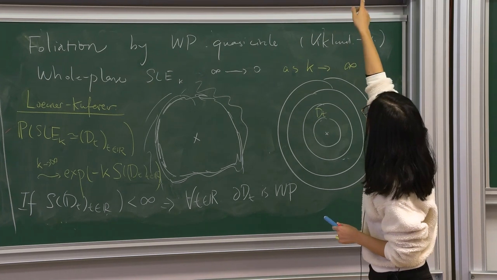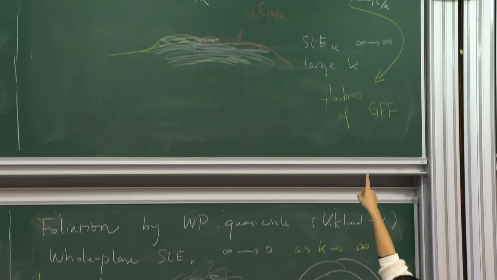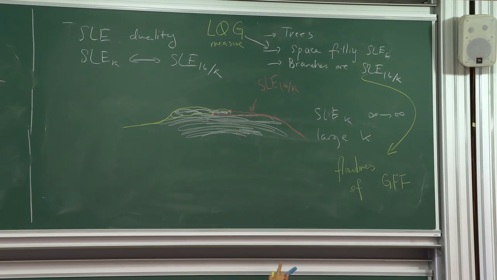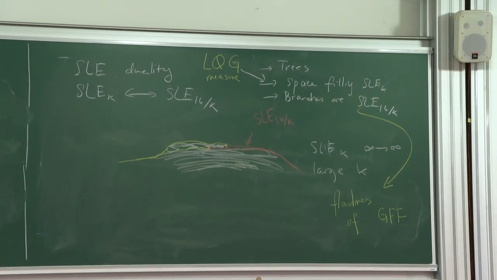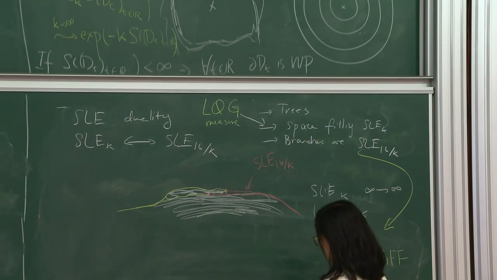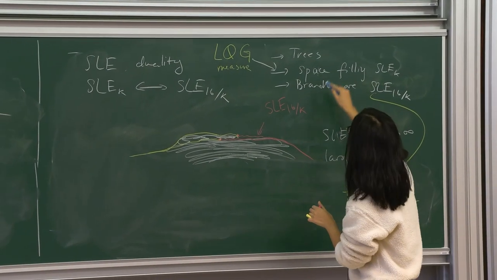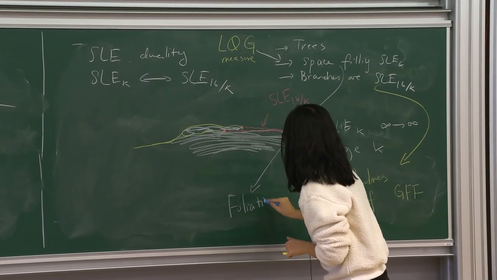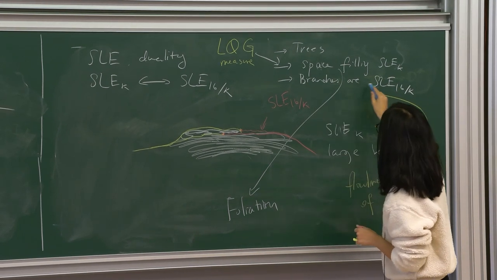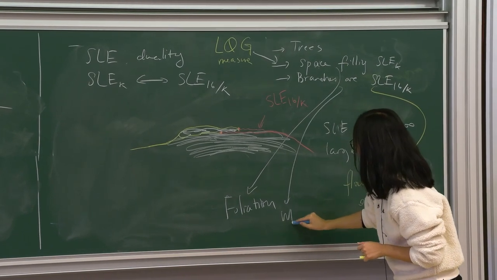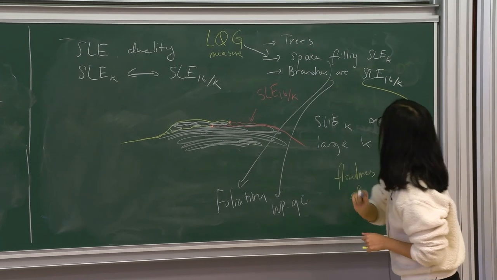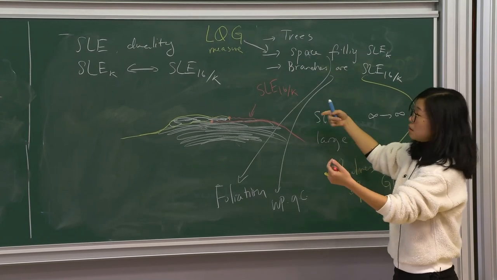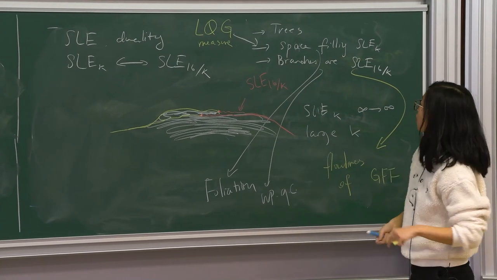So this would be the part which would tell you what replaces this space-filling SLE kappa. This would be just the foliation. So this part would degenerate to foliation, and these branches will be Weil-Petersson quasi-circles. And the trees, we don't see anymore the trees because they grow too fast everywhere.